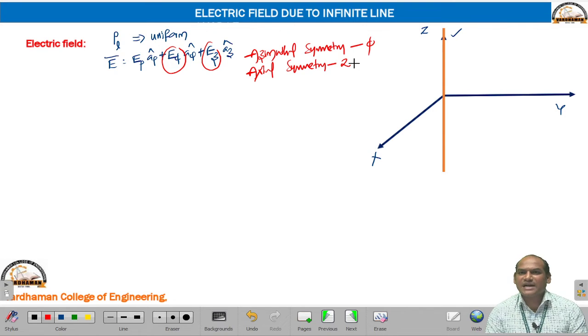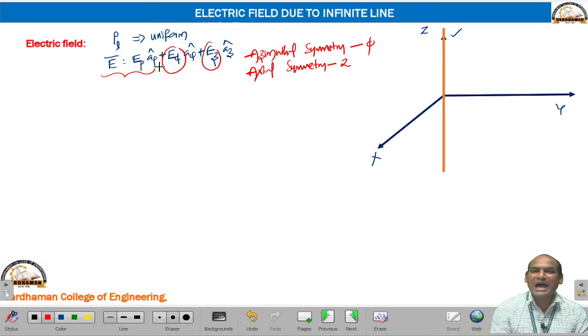So in this case also, for that particular reason, we will assume that the E rho component is available in the E bar vector. But clearly we can tell that because of the azimuthal symmetry and axial symmetry, surely we do not have the E phi component and Ez component, only the E rho component is available. So now our job is to calculate this E rho only. Now we will enter into the derivation part.